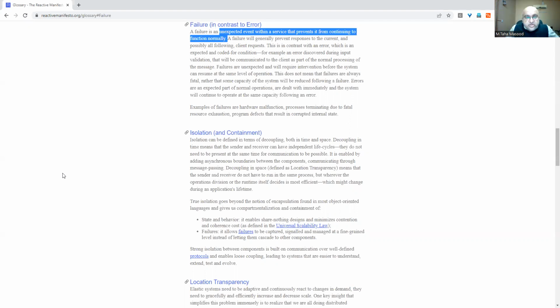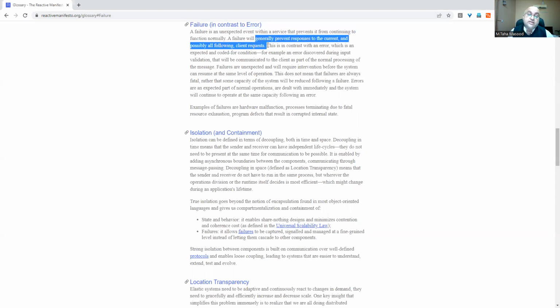Okay. A failure will generally prevent responses to the current and possibly all following client requests. So an error, if it happens, can be recovered from. And if it can be recovered from, that means that it has already been anticipated in the current context. You can only recover from it if you expected that such a thing could have happened, right? Failure is different. Remember this part, it's an unexpected event, right? Hence, it generally prevents responses.